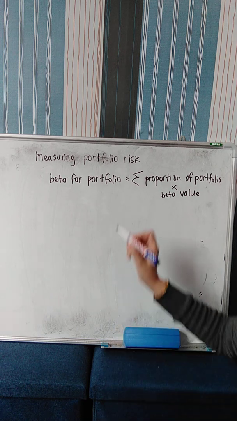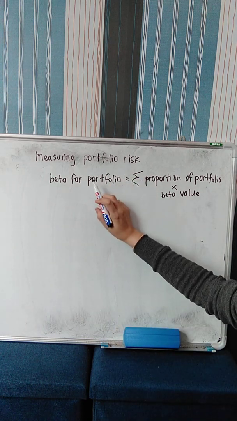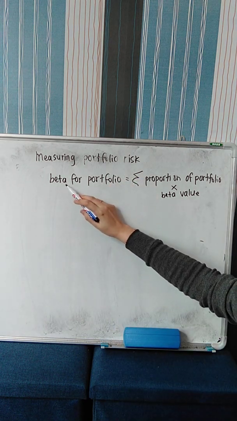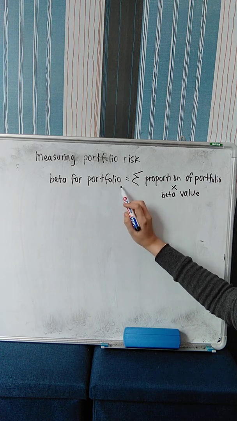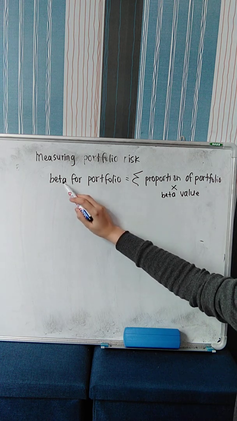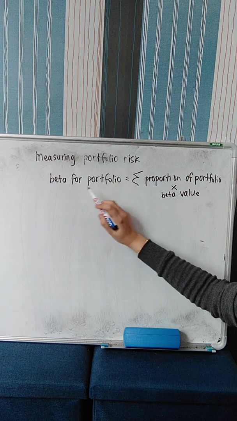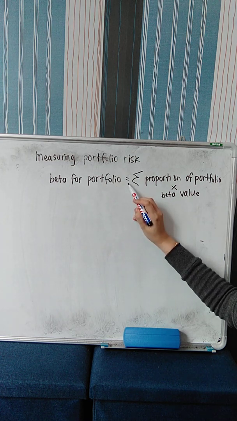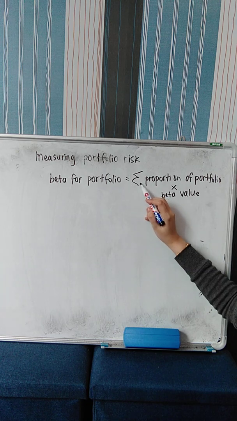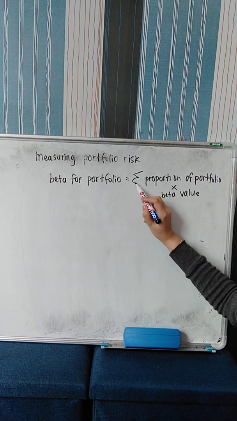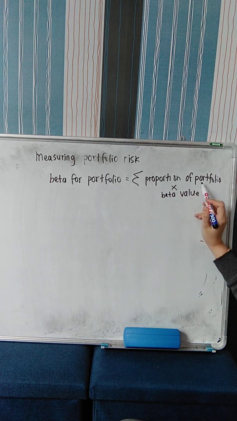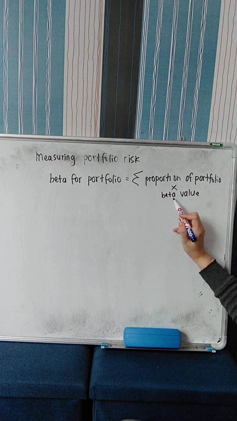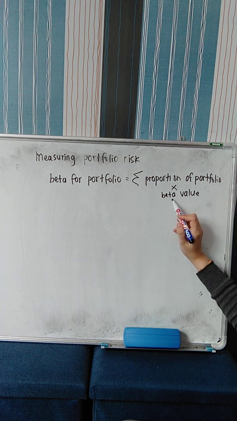Okay, for portfolio risk, the measurement is using beta for portfolio. Means if you use beta, beta for the risk. Okay, then beta for portfolio, how to calculate? The formula is total. Sum means total, proportion of portfolio, you times with beta value.